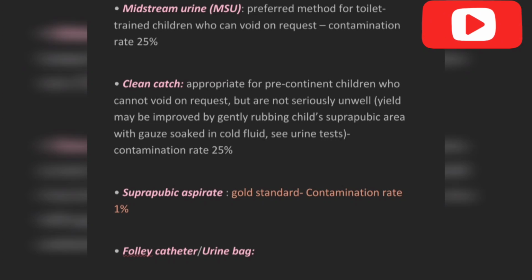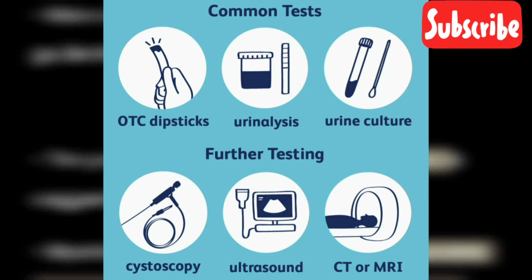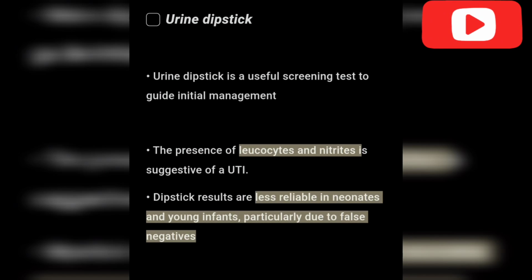So now we have collected the urine sample, and now we have to perform different tests on the urine sample. The first step to perform on the urine sample is the urine dipstick test. What is urine dipstick? It is a very useful screening test to guide the initial management of the patient.